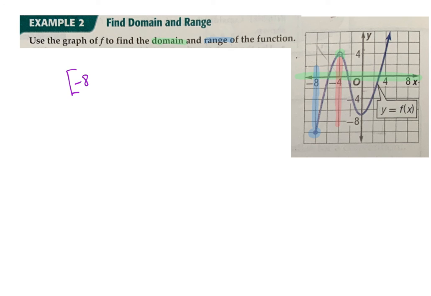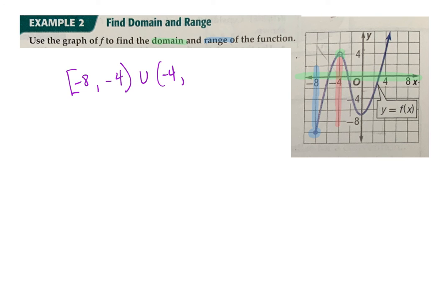So it should look like that, right? And I can go all the way to -4. All the numbers in between -8 and -4 work. Does -4 work? No, so I'm going to say open there. Everybody see that? And then I'm going to do a union there from -4 to where? Where does it end? Does this graph end on the right?